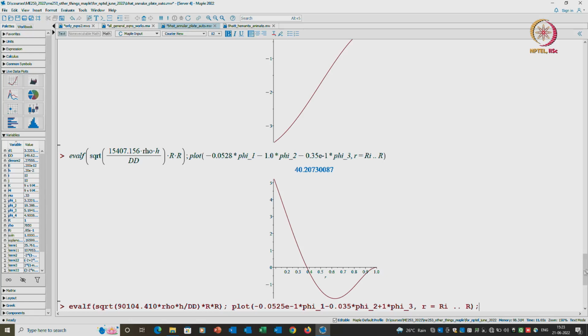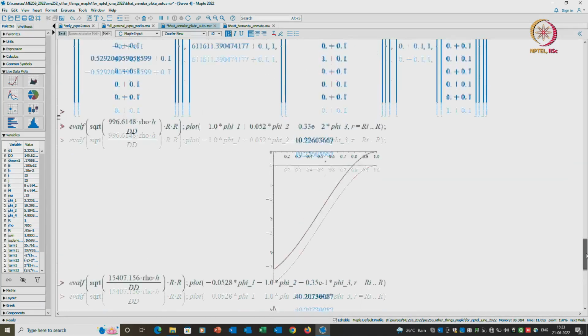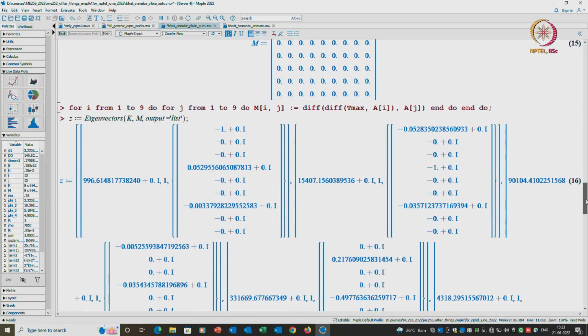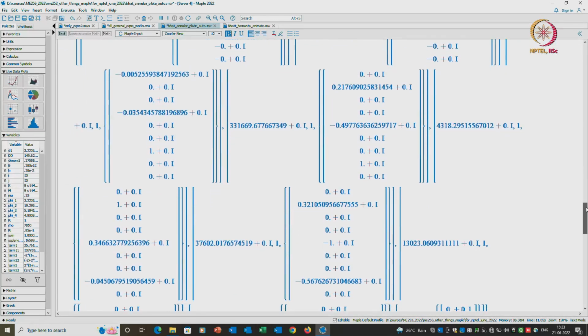Now, lastly, we look at 90,104. The corresponding eigenvector is minus 0.00525 for phi 1, minus 0.0354 for phi 2 and 1 for phi 3.